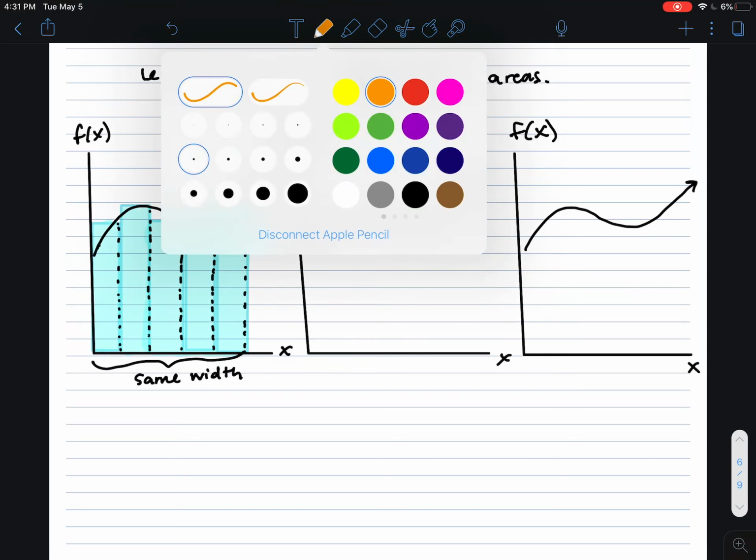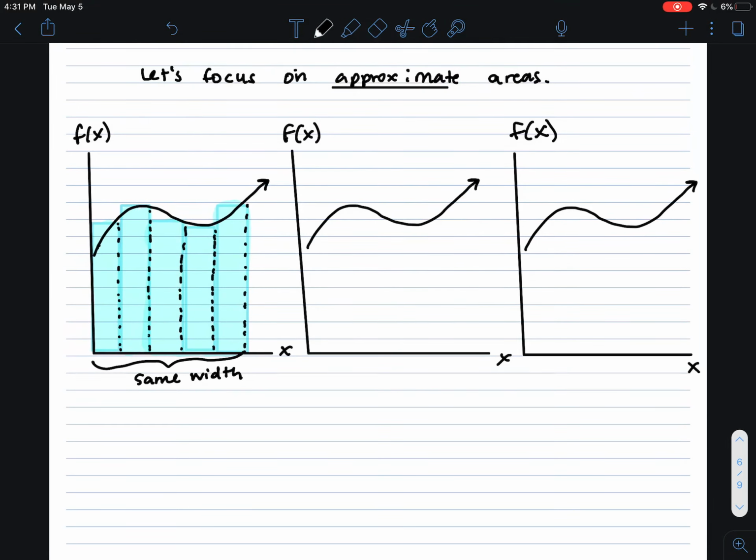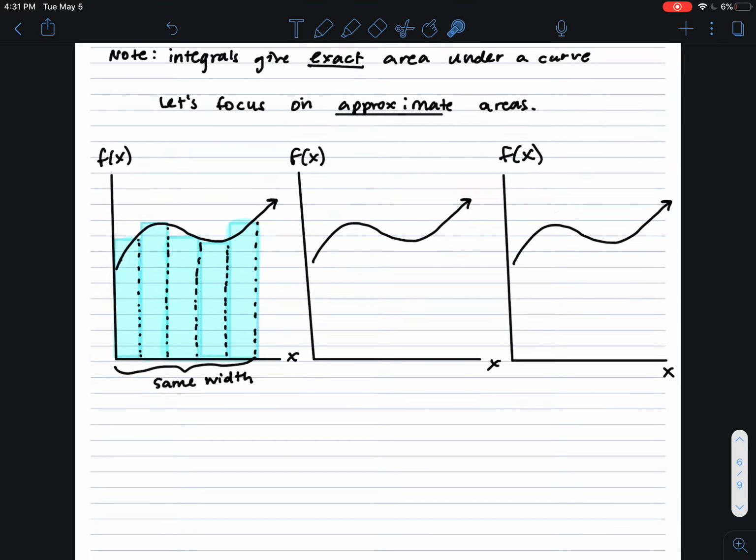Hopefully you guys can agree. I can't actually ask you for feedback. But we just have little errors. Like this is a little bit over, this is a little bit over, this is a little bit under, a little bit under, and a little bit over. So when we add this up, it's not going to be exact, but it's going to be pretty close.